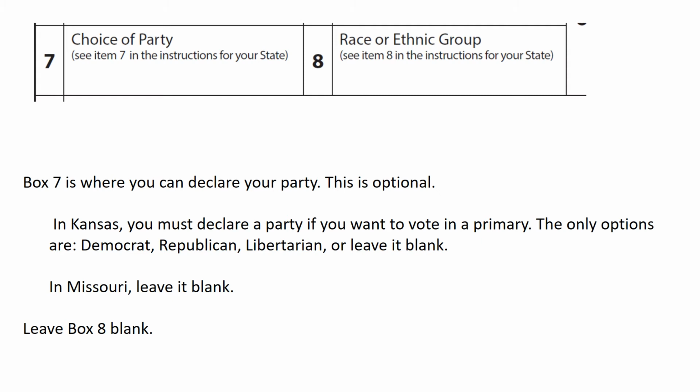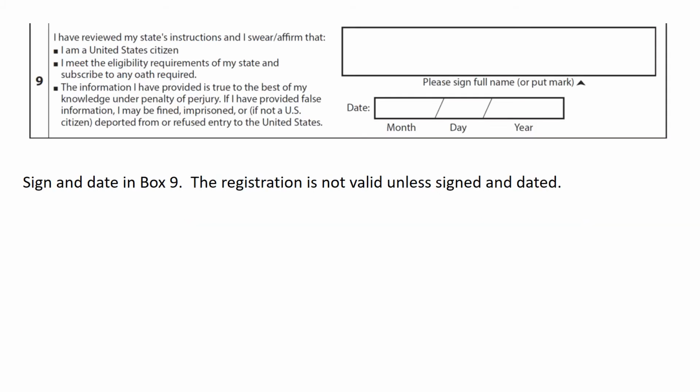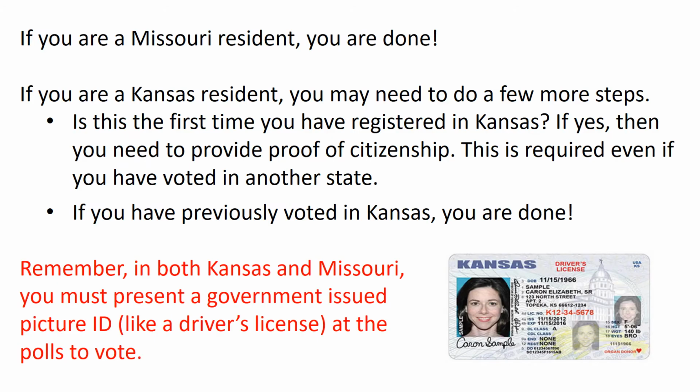Leave box 8 blank. Sign and date in box 9. The registration is not valid unless signed and dated. If you are a Missouri resident, you are done. If you are a Kansas resident, you may need to do a few more steps.